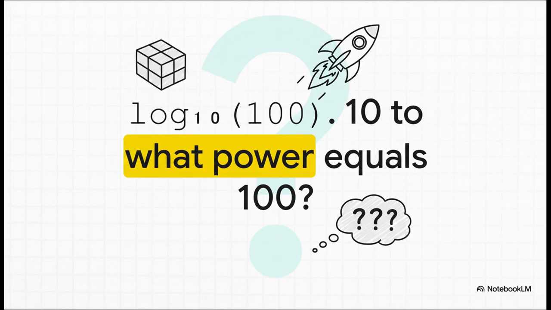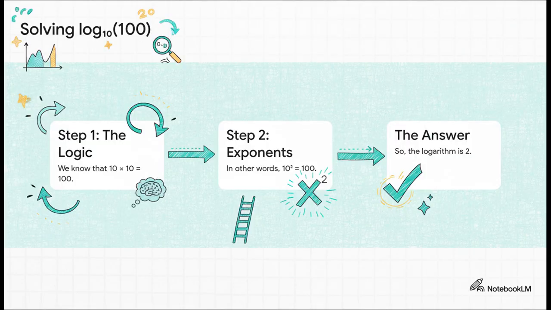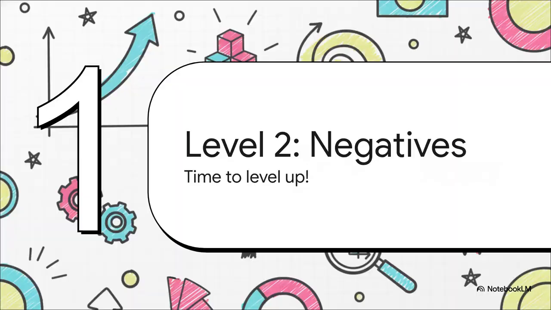It's asking, 10 raised to what power gives us 100? Just think about it for a second. And there it is. You already know that 10 times 10 is 100. In exponent language, that's just 10 squared. So the missing power, the answer to our question, is 2. See? Not so bad, right? Level 1, complete.